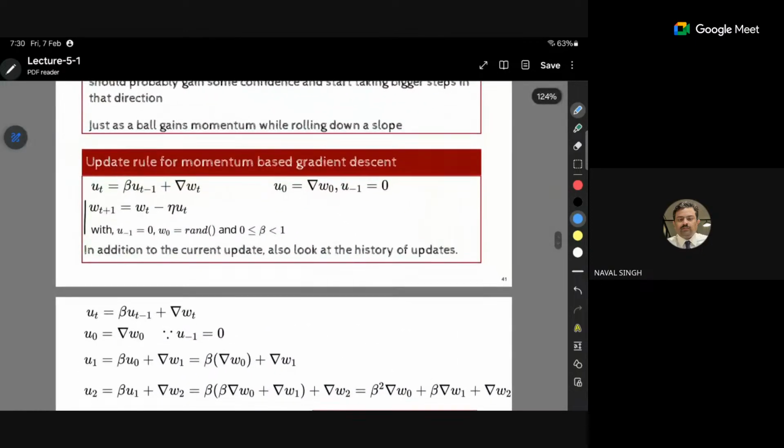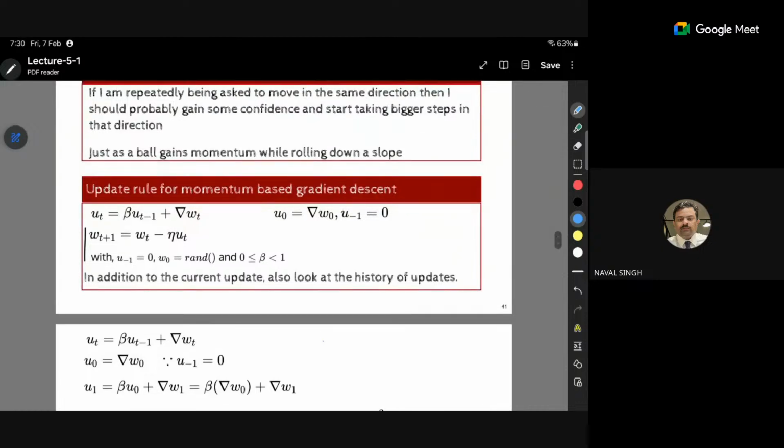So what they do is they initialize it to some random number. So W0 is initialized with random numbers. Okay, understood.